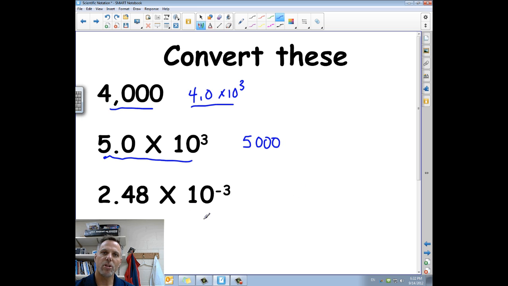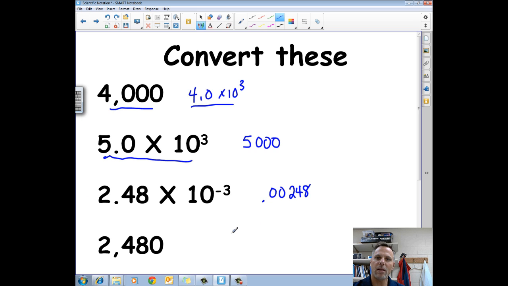Down here, we're going to change scientific notation into standard notation as well. It's going to be 0.00248. Again, notice in the original number, it was a negative exponent, so I moved it to the left. And finally, the last one is going to be a positive value. 2.48 times 10 to the third.